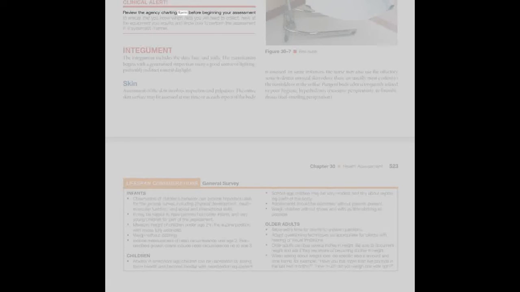Clinical alert. Review the agency charting form before beginning your assessment to ensure that you know which data you will need to collect, have all the equipment you require, and know how to perform the assessment in a systematic manner.